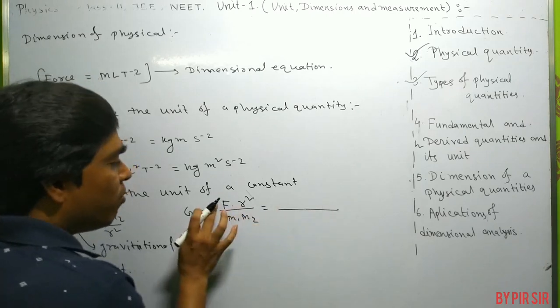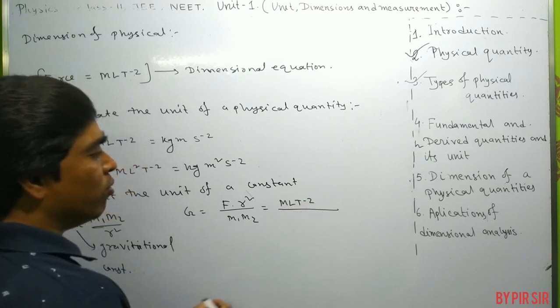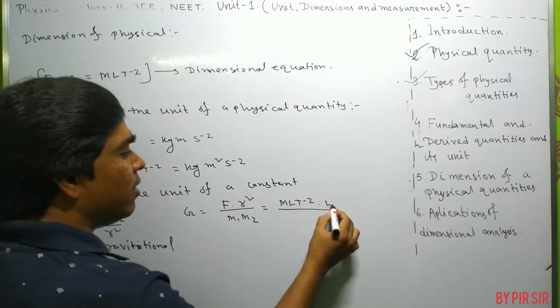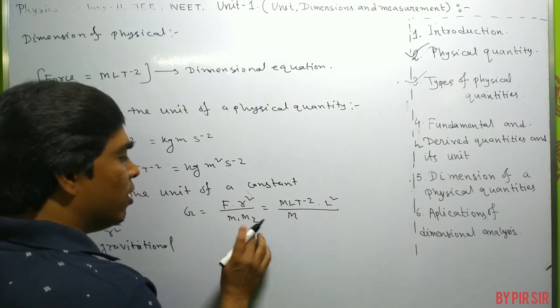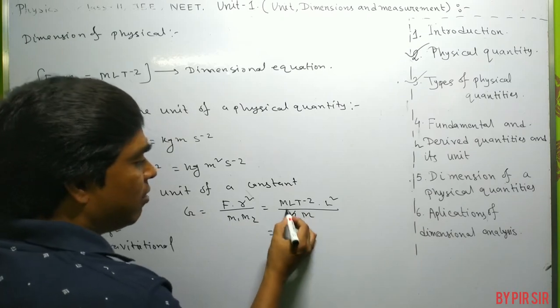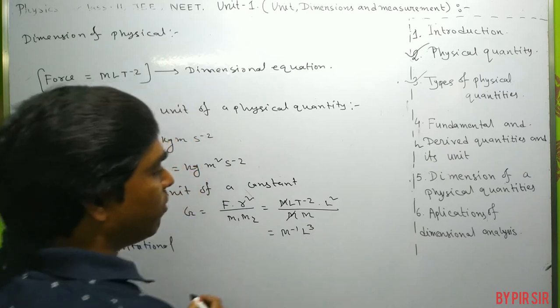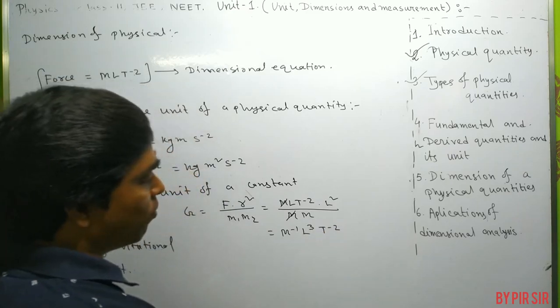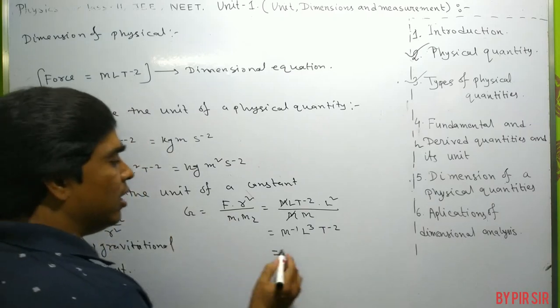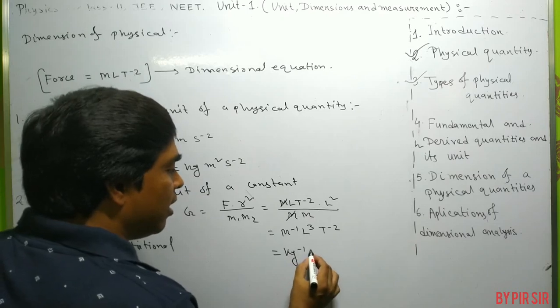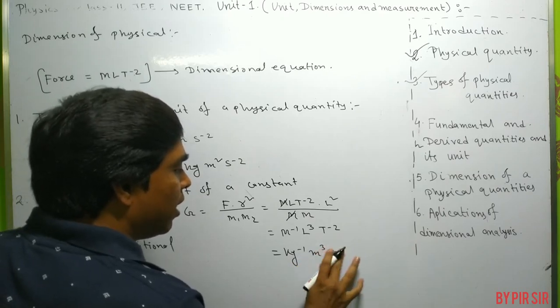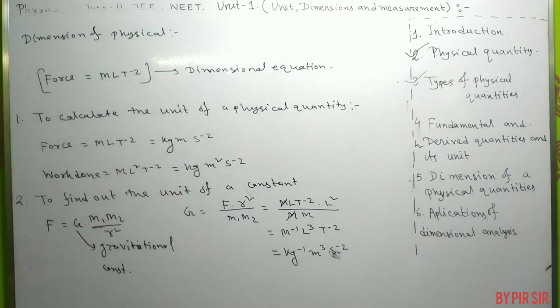Here, what is the dimension of F? F is M L T^-2. What is the dimension of r? That means distance, so L^2. What is the dimension of m? It is M, and this M can cancel out. That will be M^-1 L^3 T^-2. That means the unit of G is kg^-1 meter^3 second^-2. In this way, you can easily calculate the unit of a constant. This is the second application of the dimensional equation.